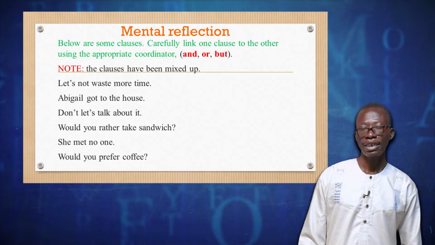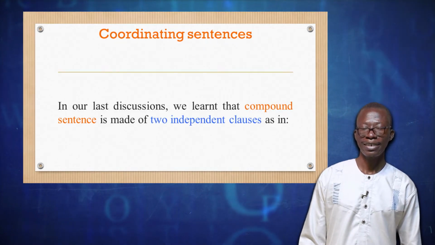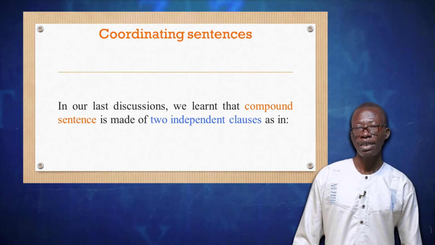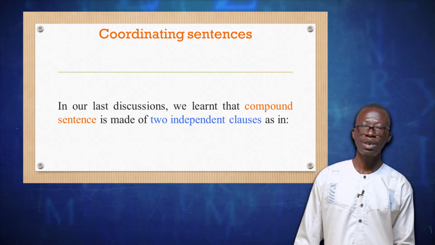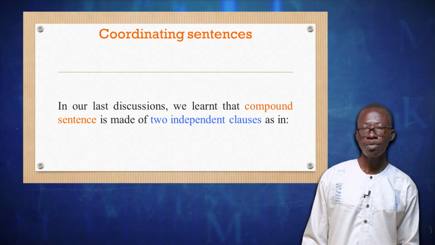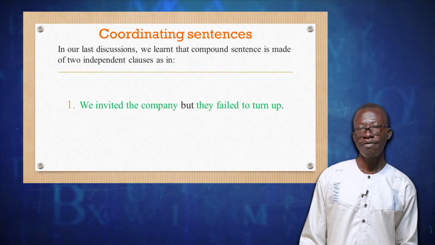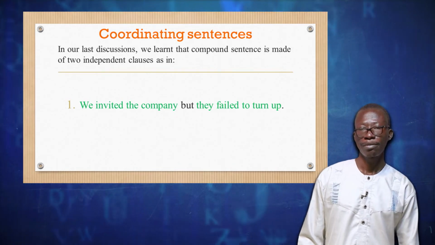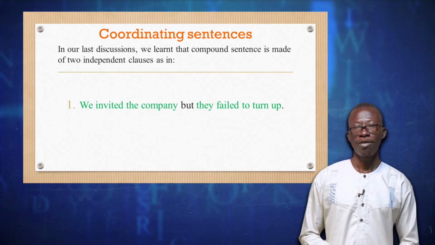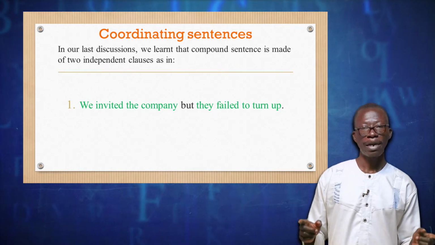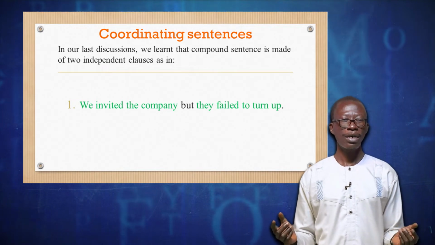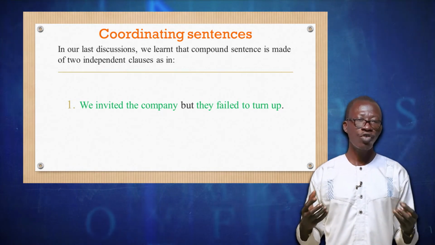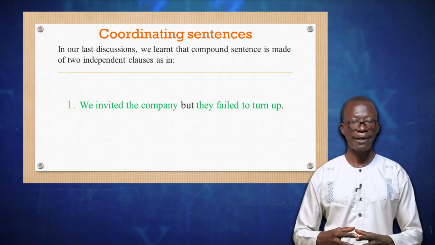Now into the lesson for the day, coordinating sentences. In our last discussions, we learned that a compound sentence is made of two independent clauses, as in one, we invited the company, but they failed to turn up. So in this, we have a compound sentence, and it is made out of two independent clauses that have been brought together.